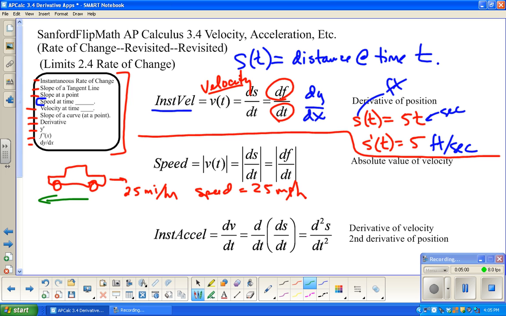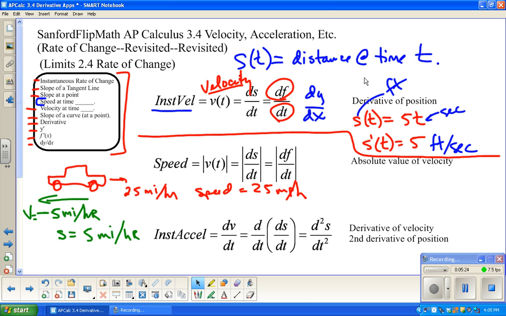Well, if I'm backing up at, let's say, 5 miles per hour. Well, backing up ought to imply a negative since I'm going the other direction. So that'd be my velocity. Well, my speed is just going to be 5 miles per hour. So I was backing up 5 miles per hour. Well, how fast is that? 5 miles per hour. Isn't that deep? Okay, so just do the absolute value. Okay, and really that's pretty much it.